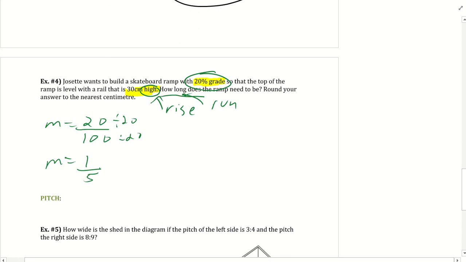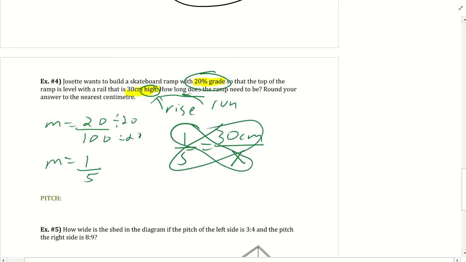I also know that my rise is 30 centimeters high. So what I need to do now is slope, which is 1 over 5, equals my rise, which is 30 centimeters, over my run, which I do not know. And that's what I need to look for. You can see here that we're going to cross multiply. This 1 times x is x. 5 times 30 is 150 centimeters. So boom, there it is. That's what the length of our ramp would need to be. We don't even have to round the answer to the nearest centimeter. Well, we're already there. Cool.